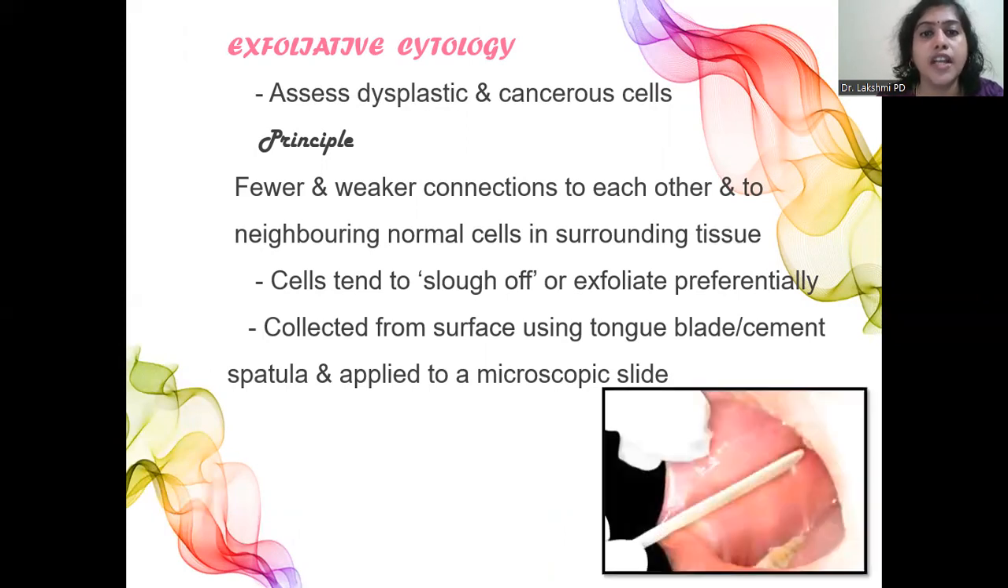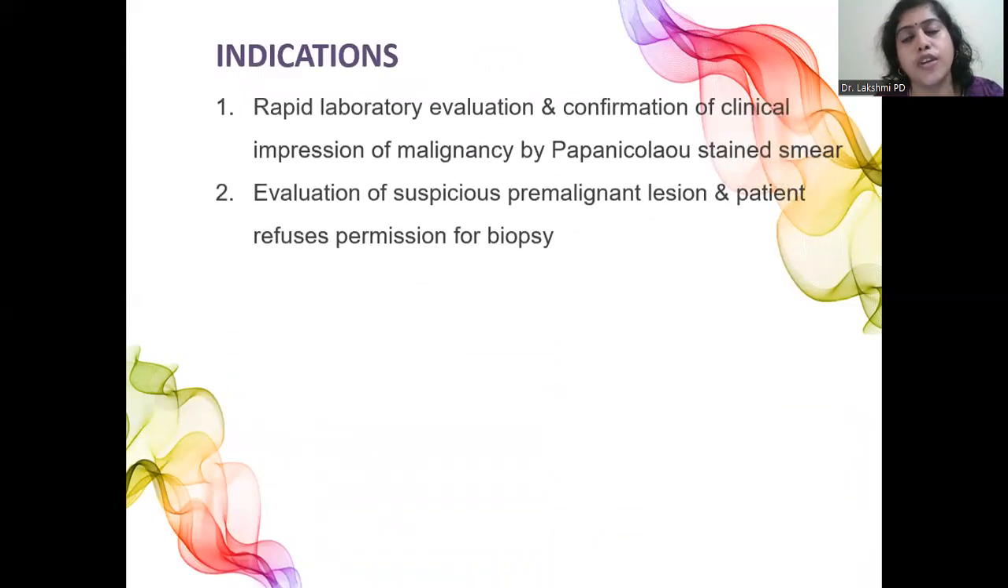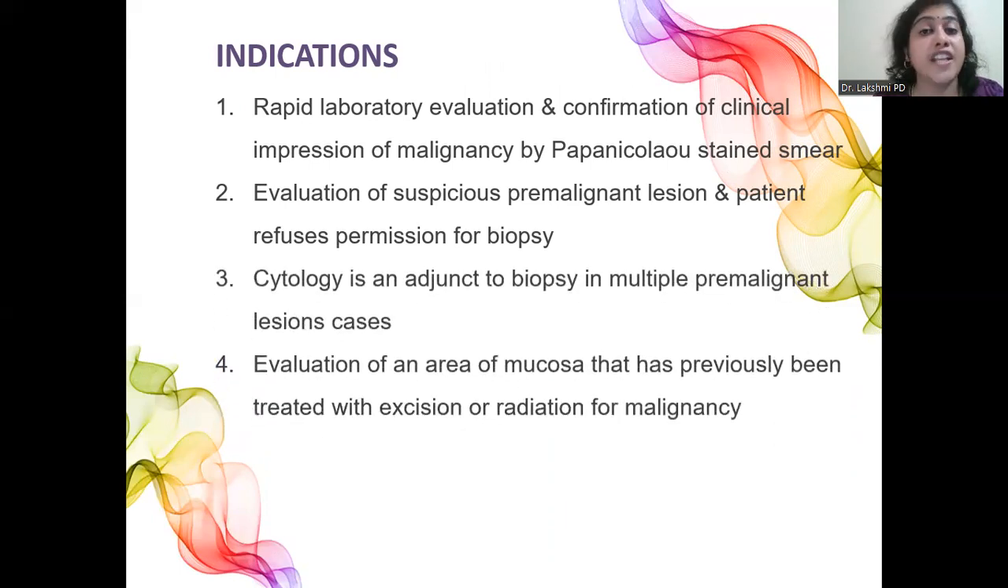You can collect all these dysplastic or cancerous cells using a tongue blade or a Ayre's spatula, apply them onto a microscopic slide, dry it, stain it, and examine the features under the microscope. These are indicated when you need rapid laboratory evaluation and confirmation of any malignancy, especially by a Papanicolaou stained smear. Then you can also evaluate suspicious pre-malignant lesions, especially when the patient is in fear of a biopsy, since this is bloodless, or the patient has a phobia of blood or pain.